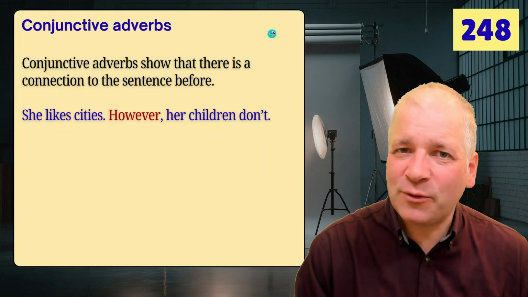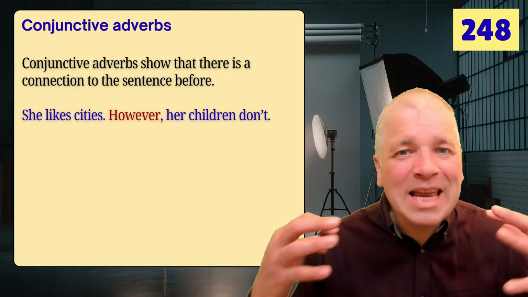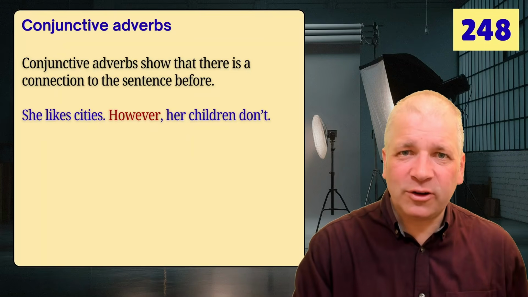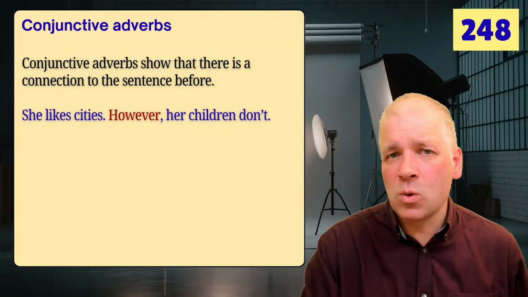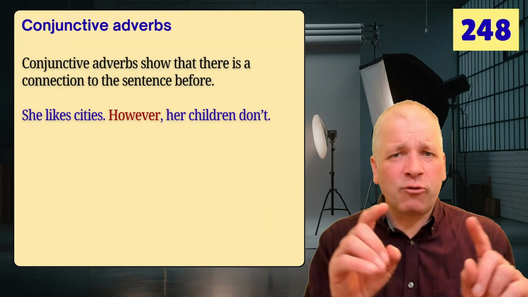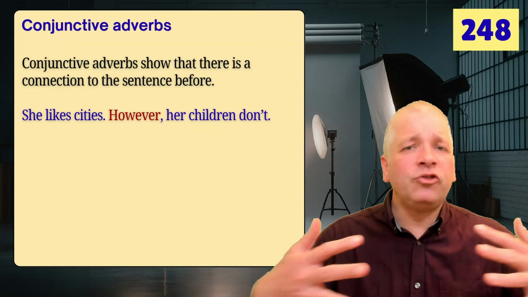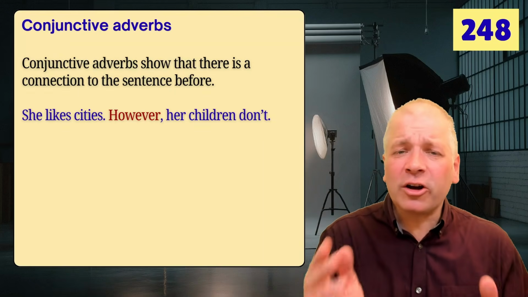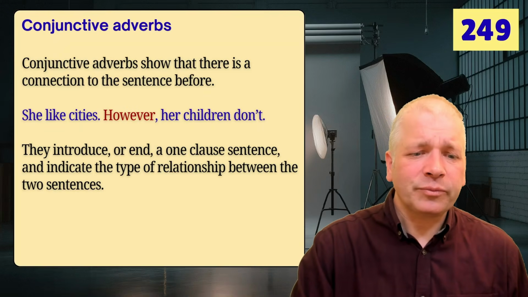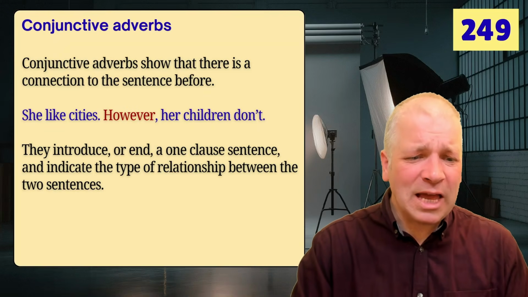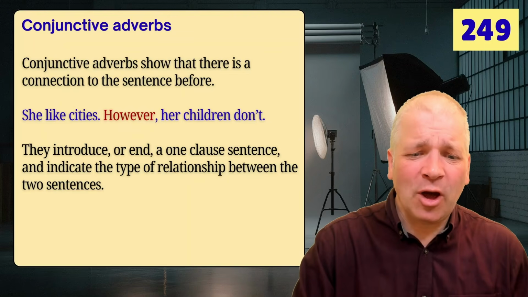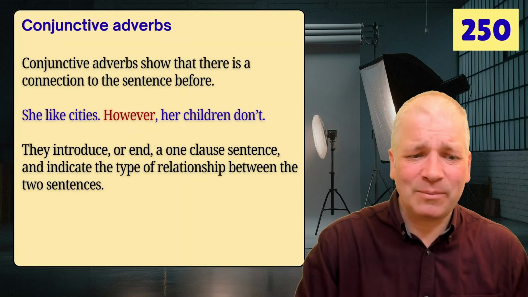So that's what conjunctive adverbs do. They show the connection between sentences. They don't actually connect the sentences together. And there are lots of these conjunctive adverbs. It's really important to know what is a subordinator and what's a conjunctive adverb so you can get the grammar right. Subordinators join the sentences together. Conjunctive adverbs keep the sentences separate. So just to clarify, they introduce or end a one-clause sentence and indicate the type of relationship between the two sentences.